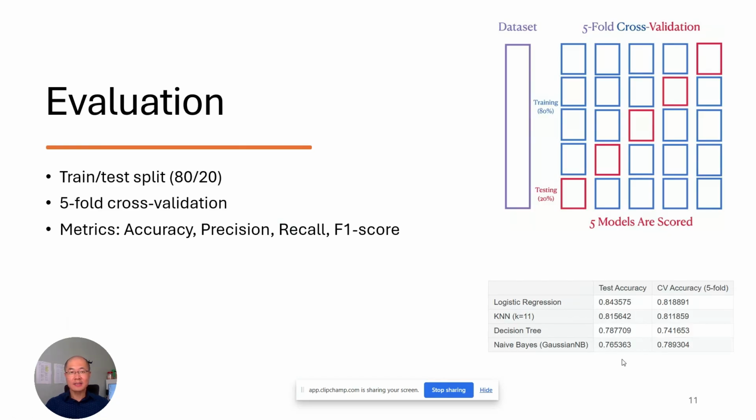I split the dataset into training and test set. The ratio is 80 to 20. And I use five-fold cross-validation for more reliable evaluation. It means that I split the data into 5 equal groups, or folds. Then I train and test the model 5 separate times. Each time I use a different fold as the test set and the other 4 combined as the training set. In the end, we just average the results from all 5 tests to get a final, reliable score.